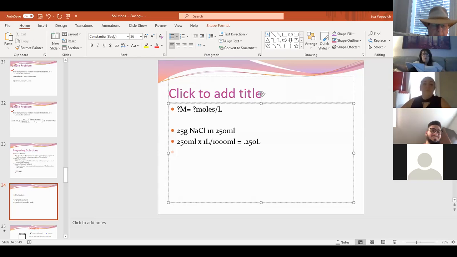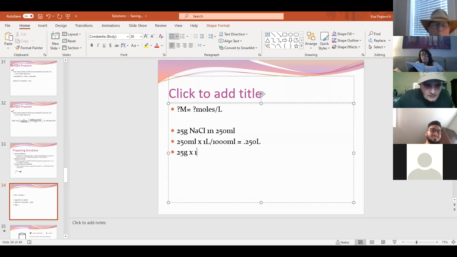Okay, take the 25 grams and you can times it by 1 mole over the molecular weight. Yeah, that's what I meant. I mean, it's essentially the same. No, it's not the same, Gunter.